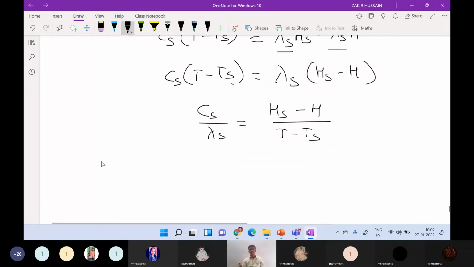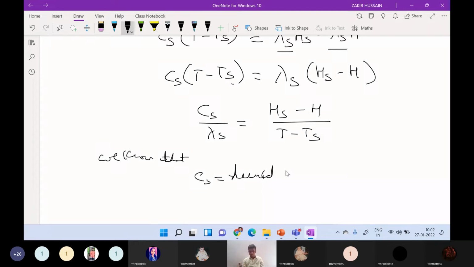By definition, we know that Cs is nothing but the humid heat. Humid heat is nothing but the sum of two quantities: one is the specific heat of component B, plus humidity into the specific heat of component A.